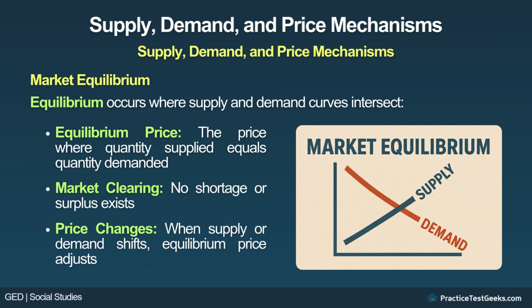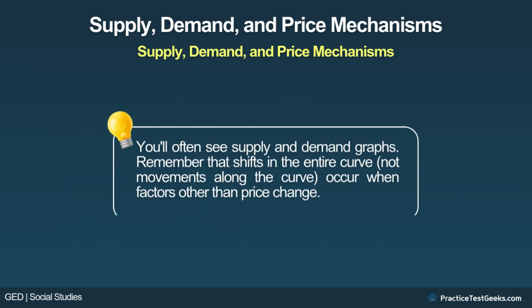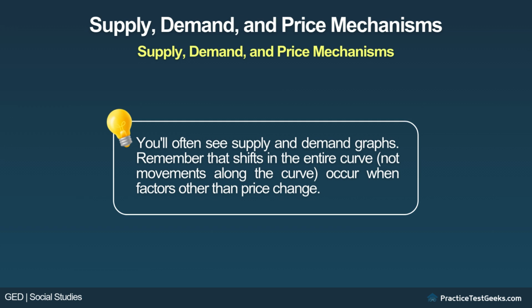Shifts in curves. If something other than price changes, like technology or income, the entire supply or demand curve shifts, causing a new equilibrium. GED tip. Expect to interpret supply and demand graphs. Watch for shifts caused by outside factors versus movements along the curve caused by price changes only.